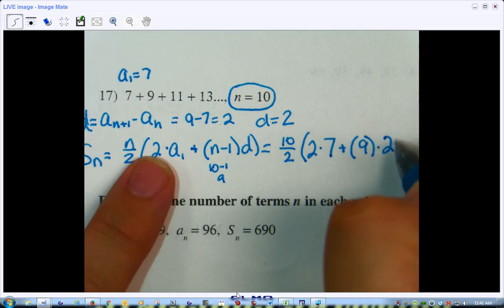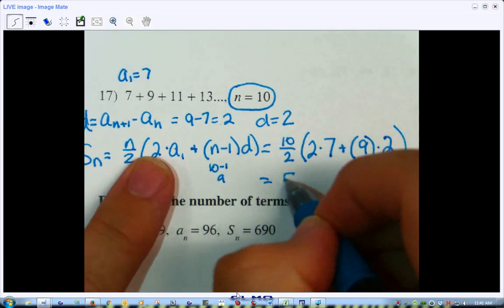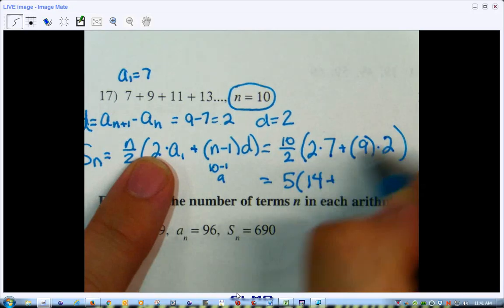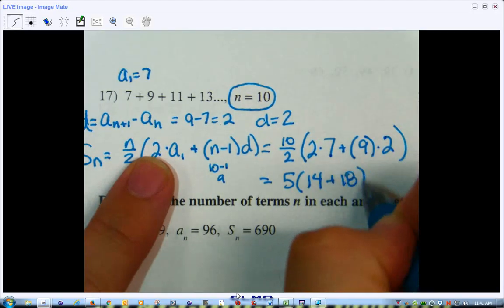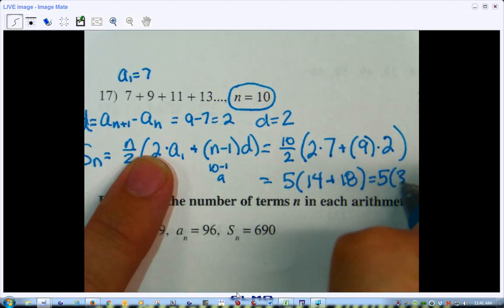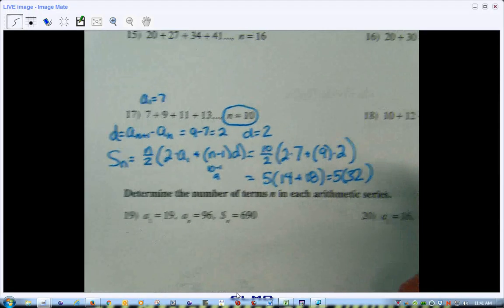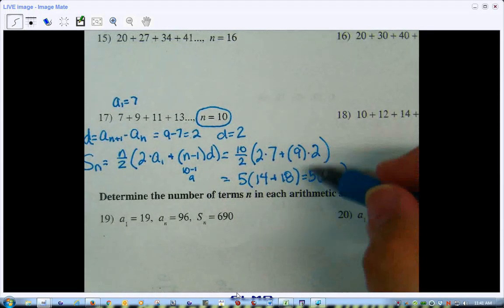So that's 5 times 14 plus 18, so it's 5 times 32. We're running out of a little bit of space here. And 5 times 32, 5 times 2 is 10, carry the 1, 15, 16, 160.